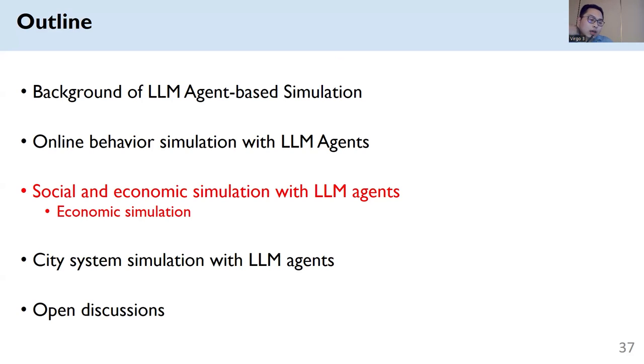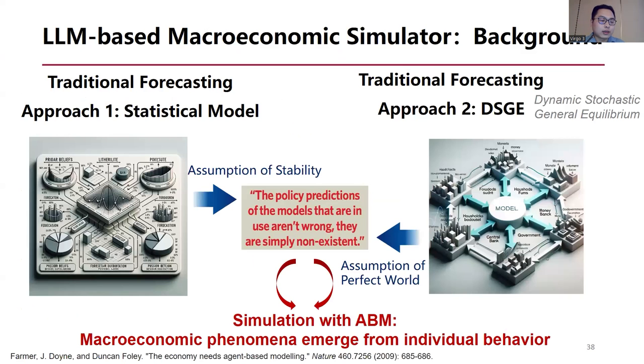And then here I want to go to another domain, economics. As introduced in the first part on the background of LLM agent-based simulation, agent-based simulation is very important in the economic domain. Okay, for economic, especially macroeconomic simulators, there are two kinds of methods. The first kind of method is using statistical models. The statistical model uses some distribution to describe the users' behavior, for example, to describe the income distribution of a group of users.